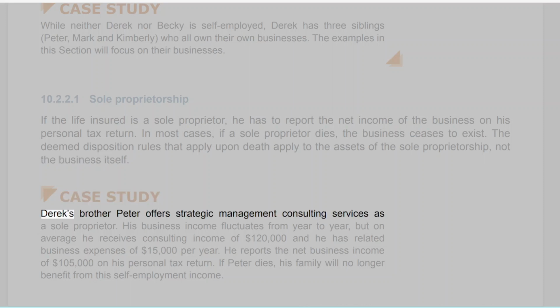Case study: Derek's brother Peter offers strategic management consulting services as a sole proprietor. His business income fluctuates from year to year, but on average he receives consulting income of $120,000 and he has related business expenses of $15,000 per year. He reports the net business income of $105,000 on his personal tax return. If Peter dies, his family will no longer benefit from this self-employment income.